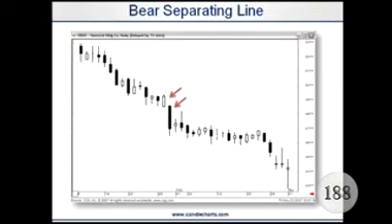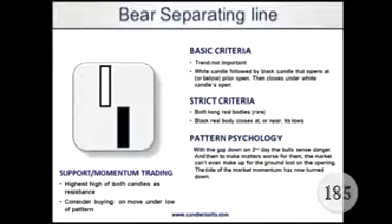This is a bear separating line also, over here. So in other words, this is a bearish signal here. So if the market gets above the high of this pattern, in other words here, it's a buy signal. Because the highest high of both candle lines is a resistance area. So if it gets above that, it's a momentum trade, it's a buy signal.